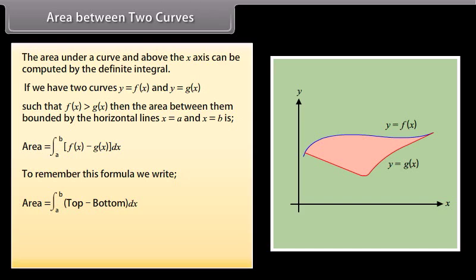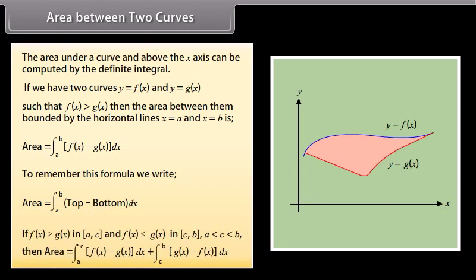If f of x is greater than or equal to g of x in [a, c], and f of x is less than or equal to g of x in [c, b], where a is less than c is less than b, then area is equal to integral from a to c of f of x minus g of x with respect to x plus integral from c to b of g of x minus f of x with respect to x.